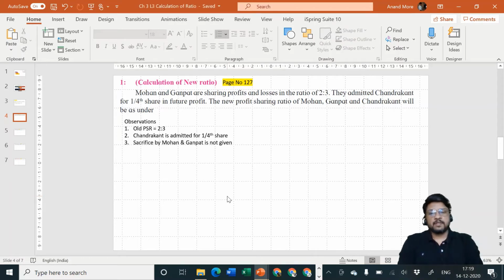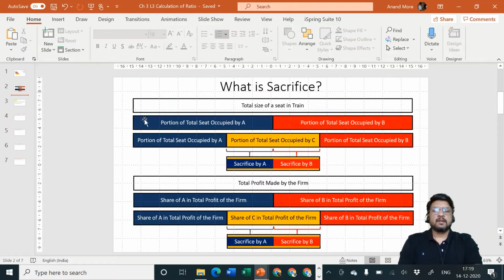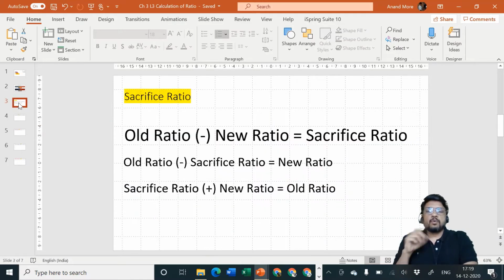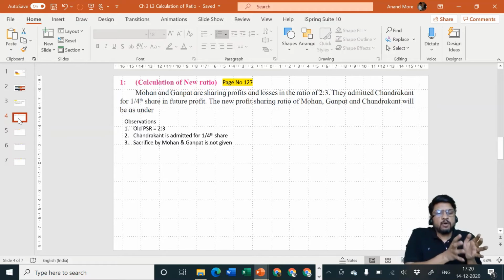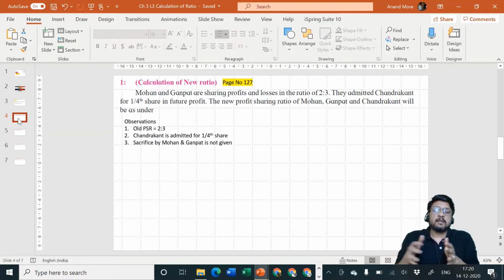In the earlier example which I had drawn about train seat, I had considered a very simple situation, that the old seat was shared by them equally and the new person is also admitted for equal share, 1/3 share. So it was an easy question. Now our question is a little bit difficult. The old ratio is 2:3. That means our train seat is not occupied by Mohan and Ganpat in exactly the same ratio. Mohan is already having a small portion of the seat and Ganpat is having a relatively larger portion, because Ganpat is enjoying 3/5 portion of the seat and Mohan is enjoying 2/5 portion of the seat.